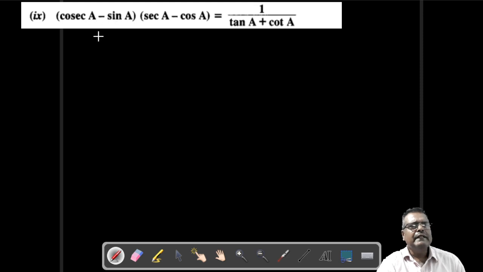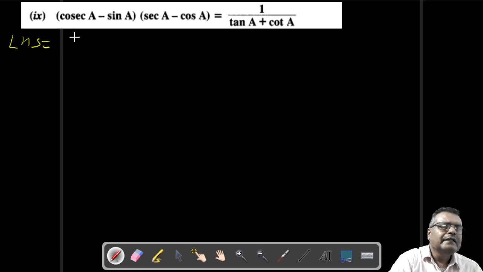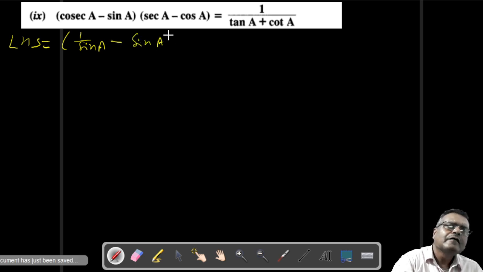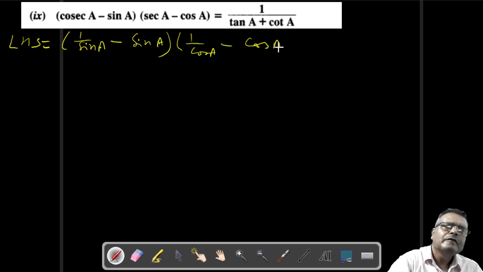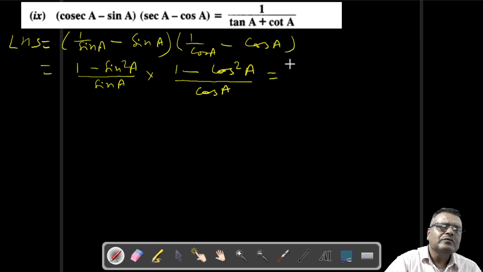You see, cosec A minus sin A, the LHS, you can write cosec A, that is 1 by sin A, minus sin A, into sec A, that is 1 by cos A, minus cos A. So you are getting (1 minus sin²A) divided by sin A, into (1 minus cos²A) divided by cos A.